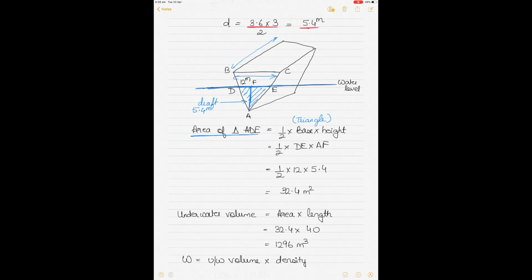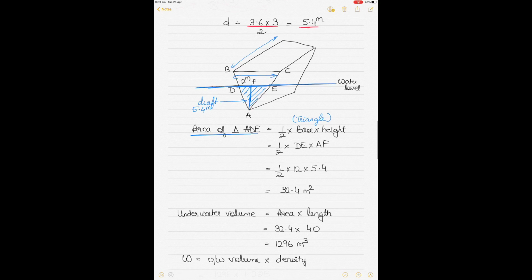That's the width of the water plane area. Sorry, not the width of the vessel, the width of the water plane area. And that's why it's 12 meters, because otherwise the base is different from the DE here. So BC is different from DE. So the water plane area width is 12 meters.